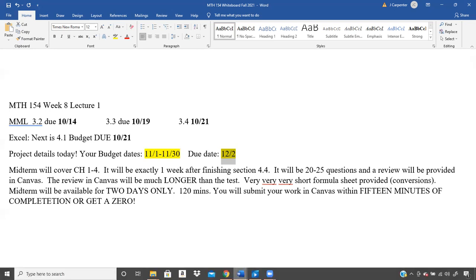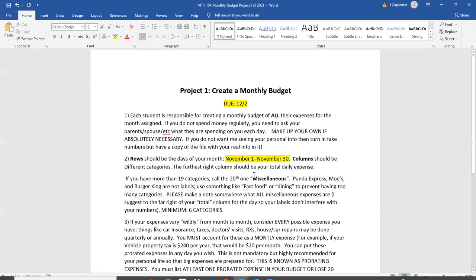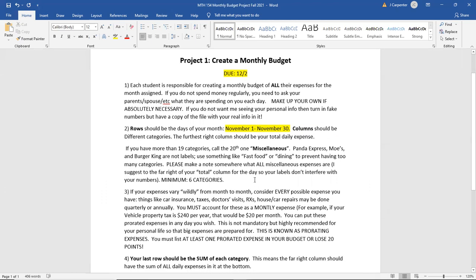So what does that project look like? The file that you'll find in Canvas is right here, and you can see the due date of December 2nd aligns with what we had on our whiteboard, and you can see that the days that you will be budgeting for will be November 1st through November 30th.